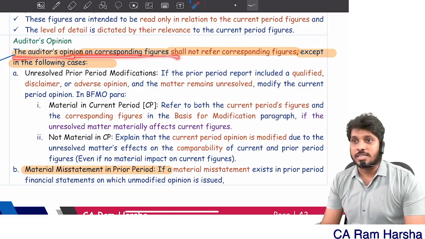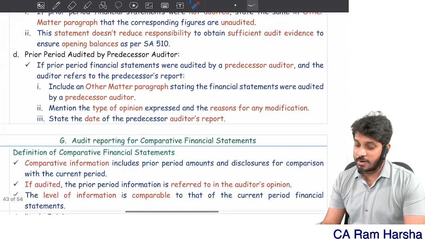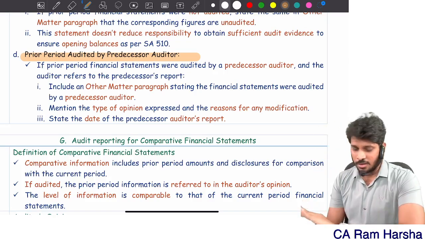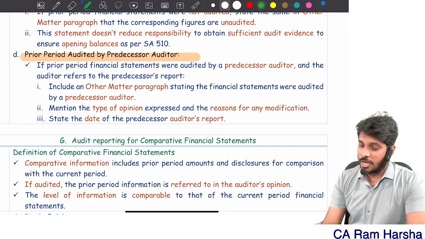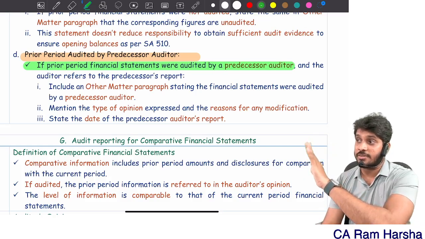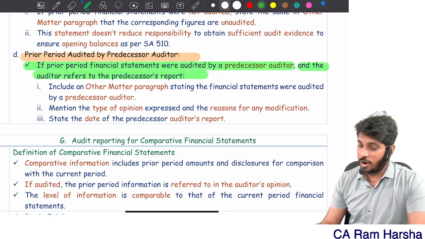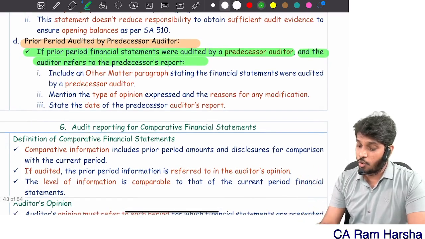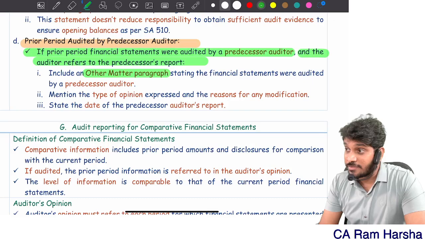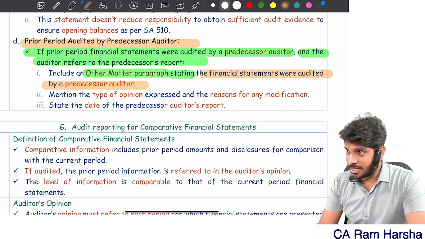The auditor's opinion shall not refer to corresponding figures except in the following cases. From the last I will come. Suppose, sir, prior period financials were audited by another auditor, by a predecessor auditor, meaning previously some other auditor from some other firm, and the auditor refers to the predecessor's report. You need to refer to that report. Where should you refer? In the Other Matter paragraph, stating that financials were audited by the predecessor auditor.